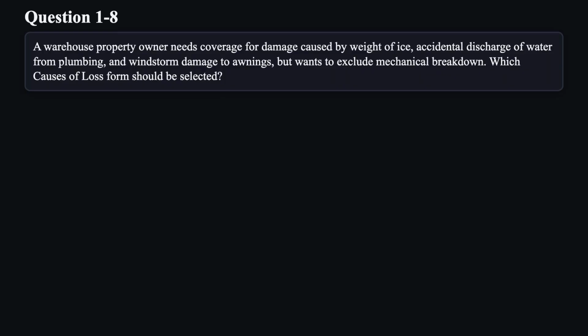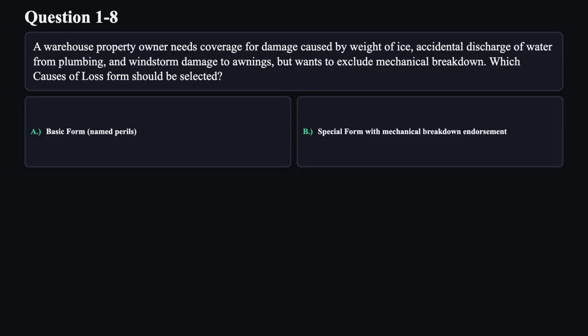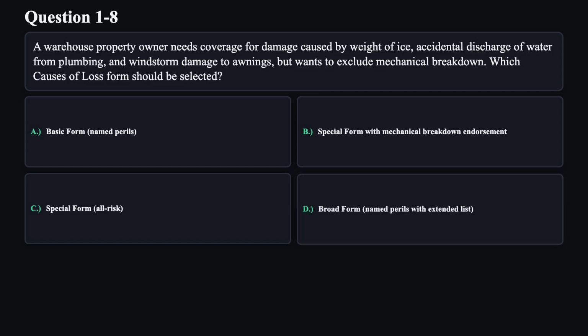Question 8. A warehouse property owner needs coverage for damage caused by weight of ice, accidental discharge of water from plumbing, and windstorm damage to awnings, but wants to exclude mechanical breakdown. Which causes of loss form should be selected? A. Basic form, named perils. B. Special form with mechanical breakdown endorsement. C. Special form, all risk. D. Broad form, named perils with extended list.